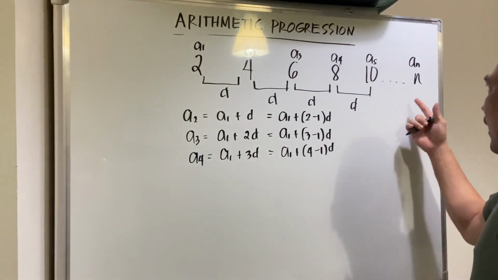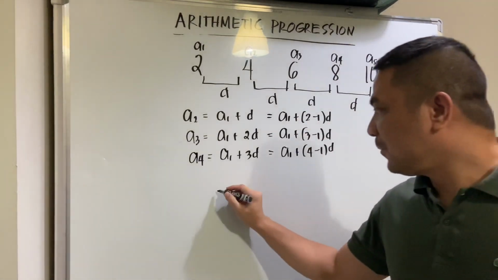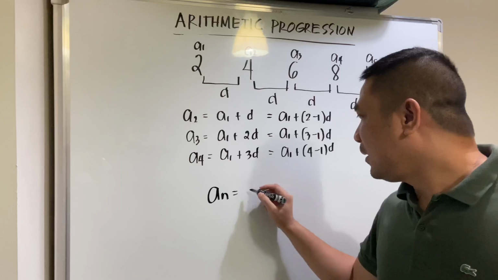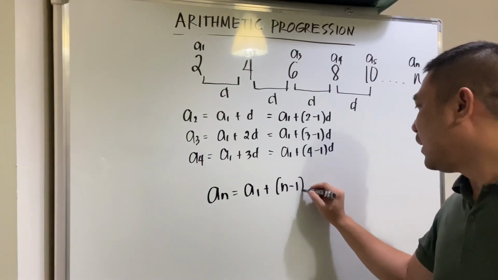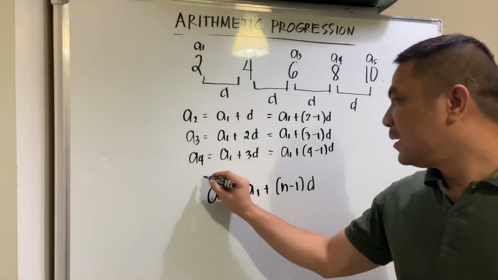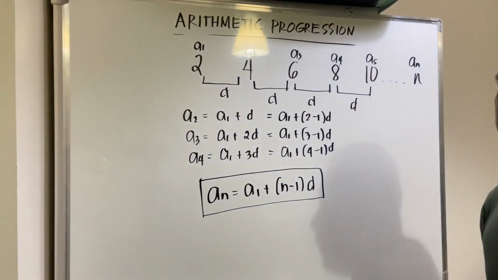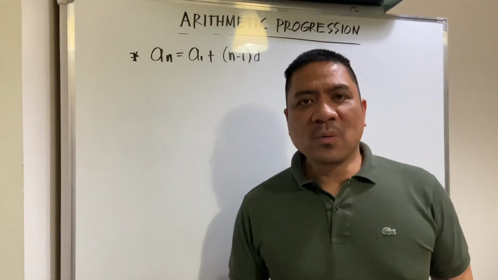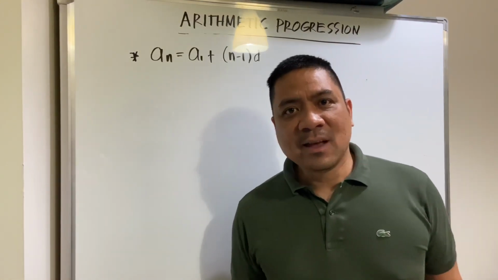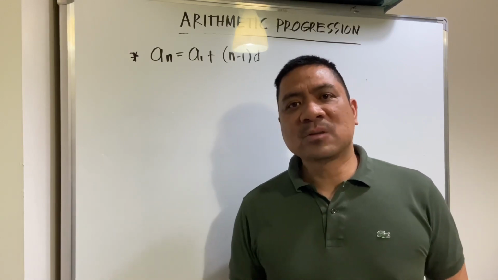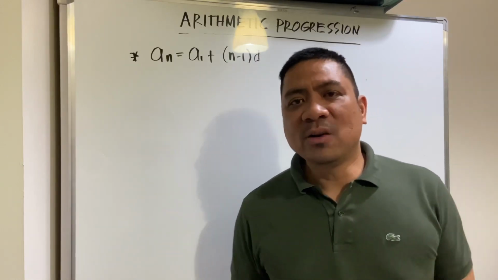So if I want to get the nth number or the nth term in a series, I could have An is equal to A1 plus n minus 1 times D, which gives us the general formula for finding the nth term in an arithmetic series. A while ago, we were able to derive the formula for finding the nth term. Now we will try to derive how to get the sum of all the terms in an arithmetic series. So how do we get that?